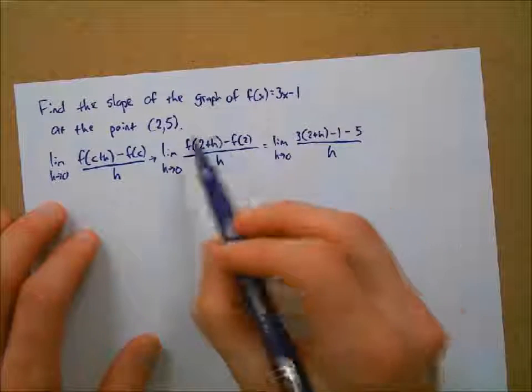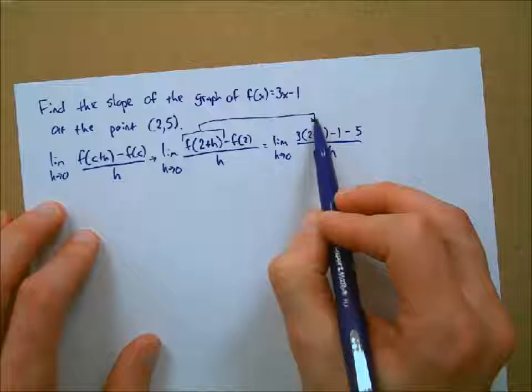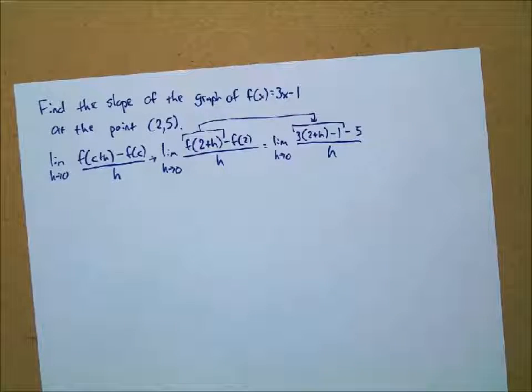So again, this became this. See, f of 2 plus h, 3 times 2 plus h minus 1, and then minus 5 of that.